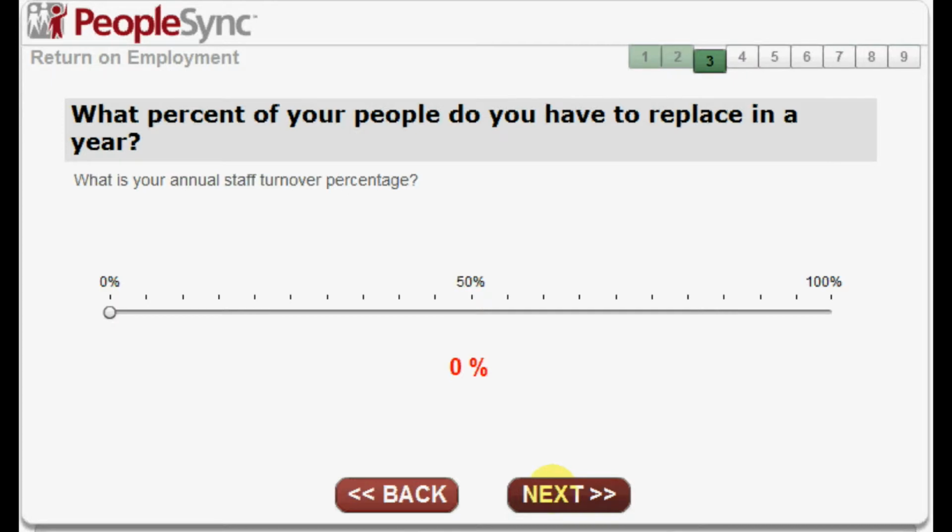The third question is what percentage of your people you have to replace in a year. In other words, your staff turnover. The hospital group we're looking at has an 18% staff turnover. This is important because it goes to how often you need to retrain and rehire people.